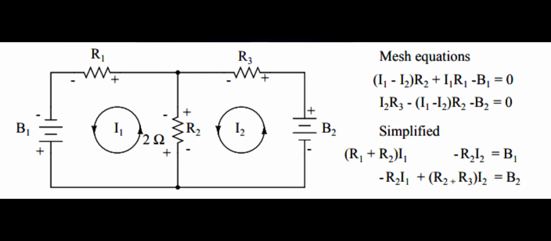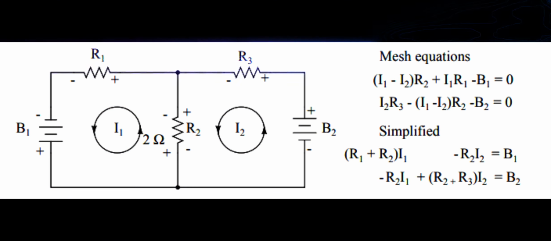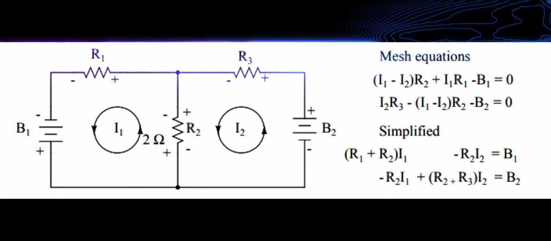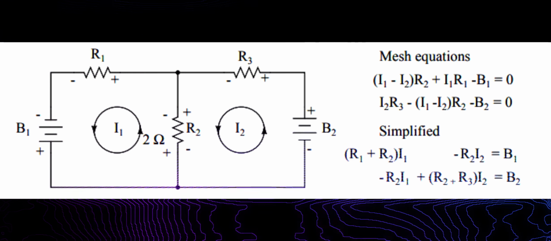The next step is to write KVL or Kirchhoff's voltage law equations, summing voltage drops around the mesh in terms of the unknown mesh currents. For n meshes, there will be n linearly independent mesh currents equations to solve.